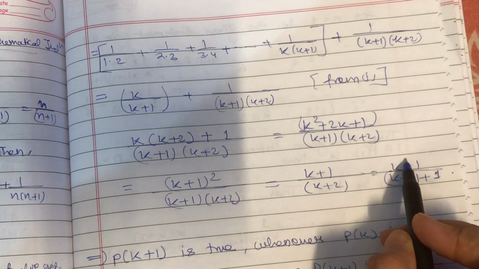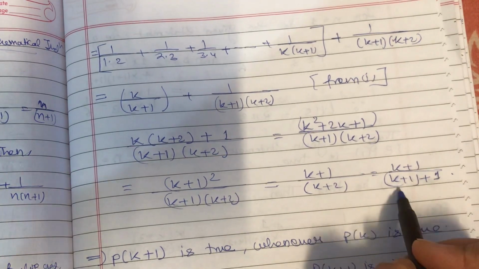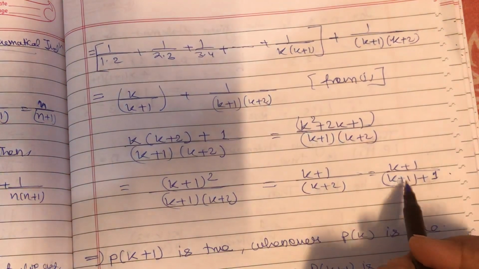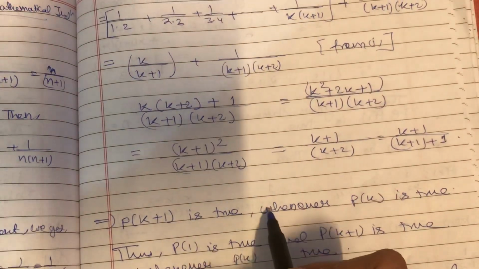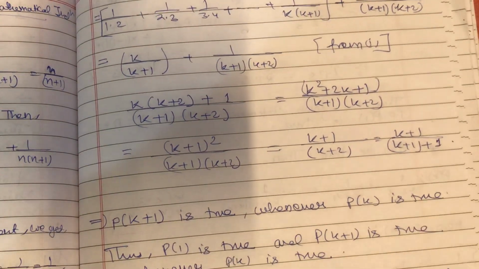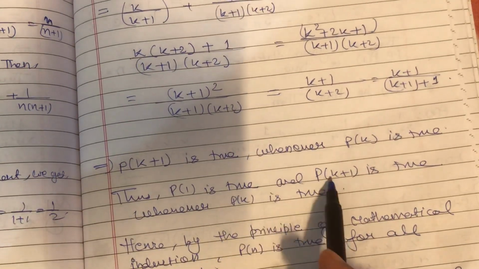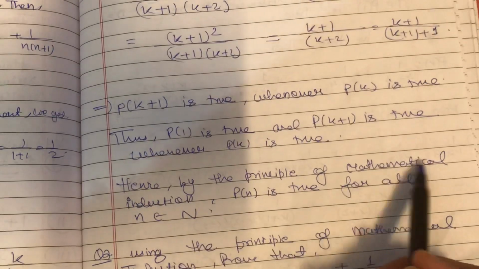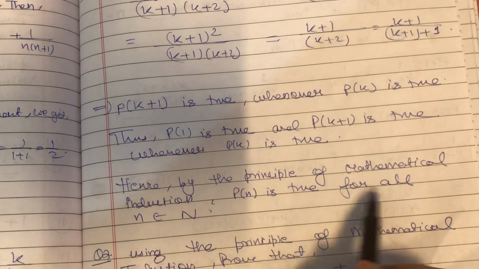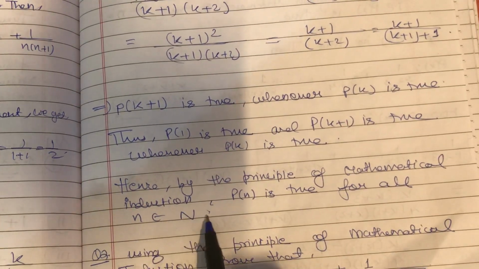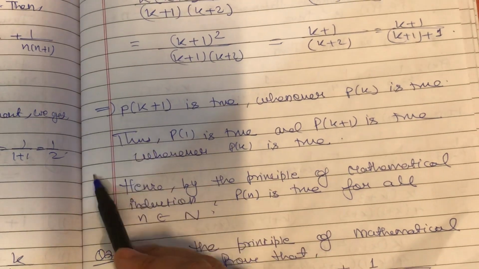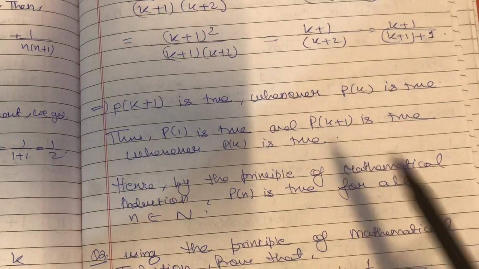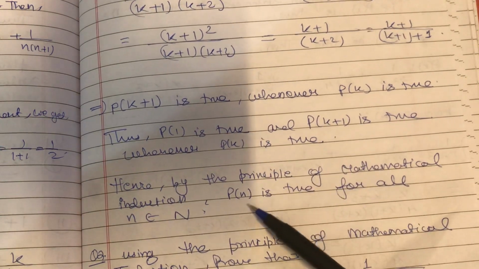So this is n by n plus 1, and in place of n I have what? I have k plus 1. Therefore I can say that P(k plus 1) is true whenever P(k) is true. Therefore P(1) is true and P(k plus 1) is true whenever P(k) is true. Hence by PMI, P(n) is true for all n belonging to natural numbers. We know that this is a common statement which we write in every question, so I have just written the same.